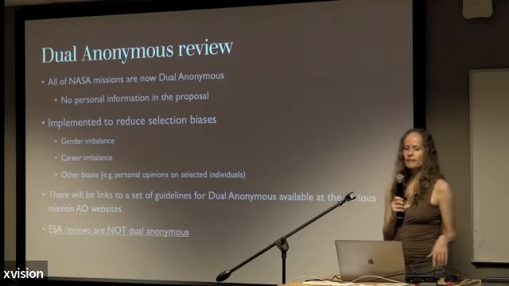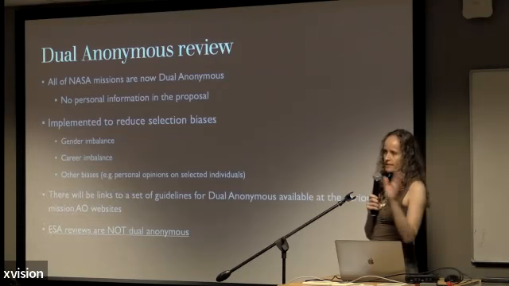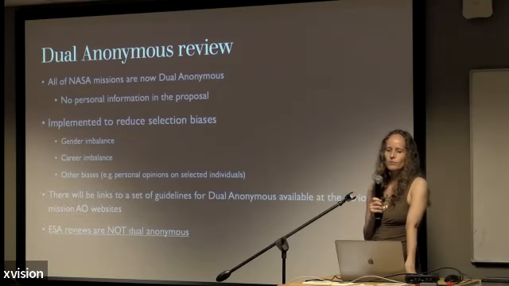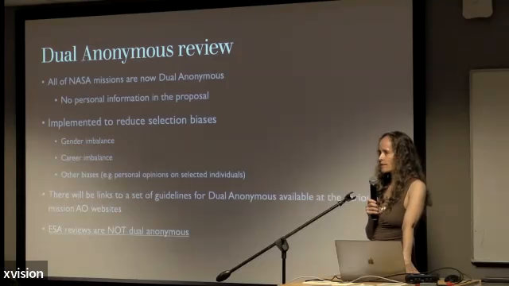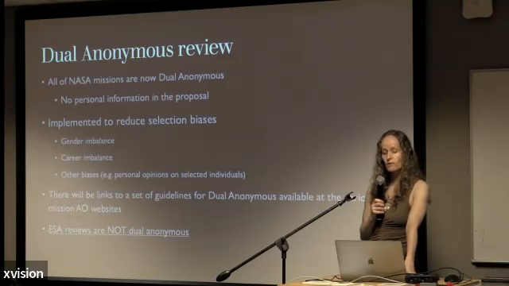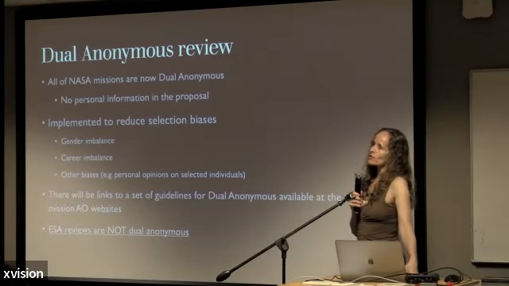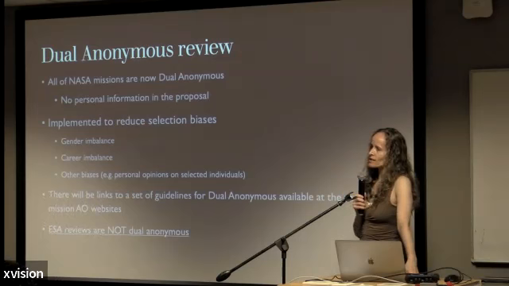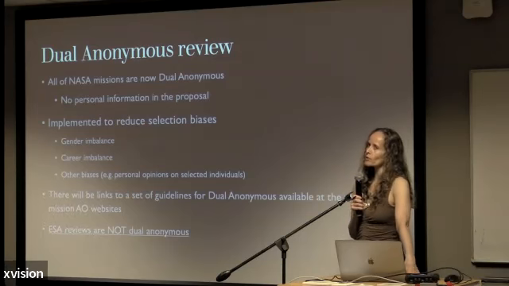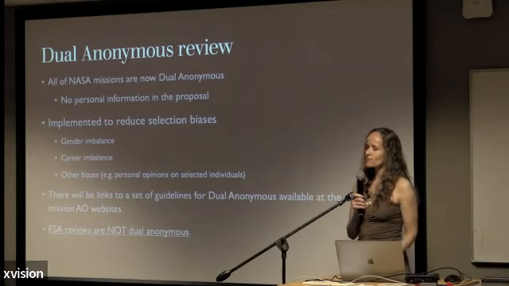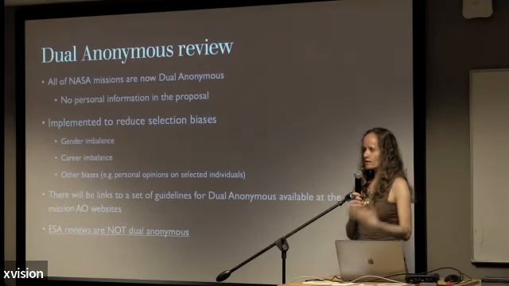The reason they implemented this dual anonymous review, and all of the NASA missions have it now, is because there was a gender imbalance. There was a tendency for male proposers to get more proposals accepted than female. And there was also a career imbalance. There was a tendency that older, established astrophysicists got more because they were known, they had their name behind them, and they got a biased selection because they had written lots of papers.